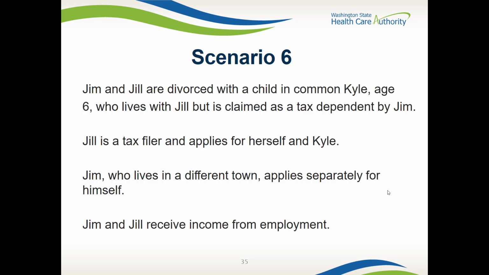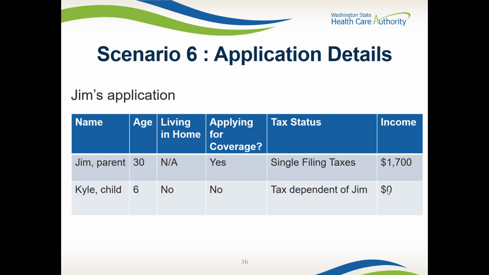Scenario 6. Jim and Jill are divorced with a child in common, Kyle, age 6, who lives with Jill but is claimed as a tax dependent by Jim. Jill is a tax filer and applies for herself and Kyle. Jim, who lives in a different town, applies separately for himself. He and Jill receive income from employment.